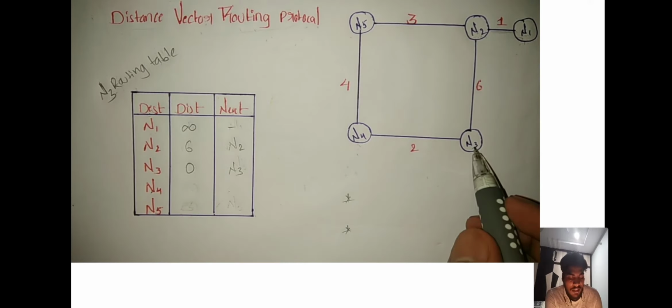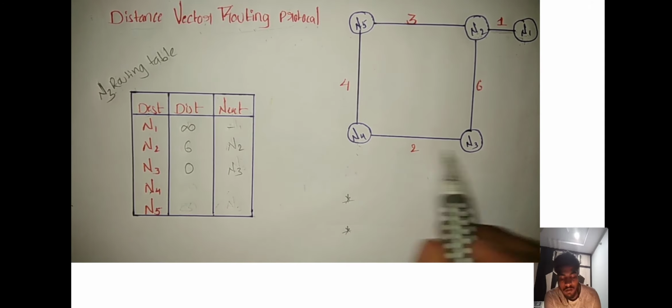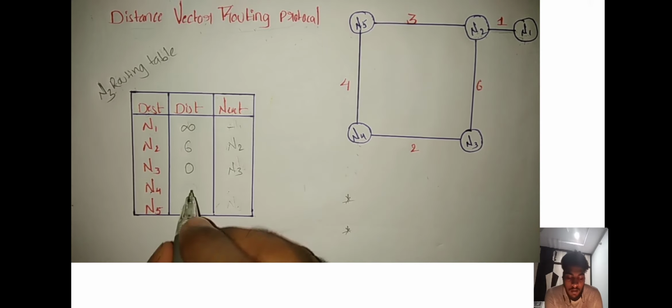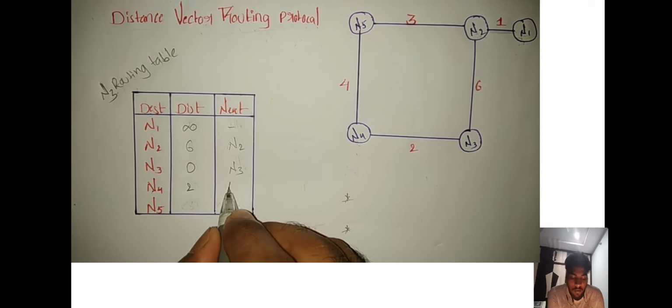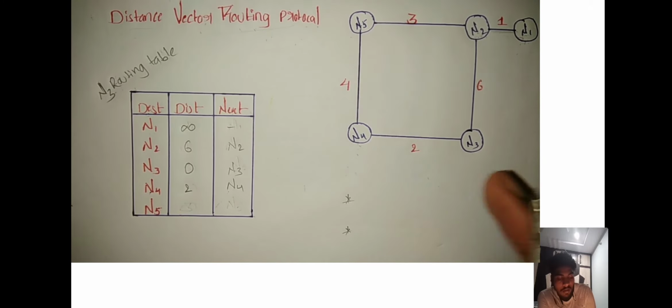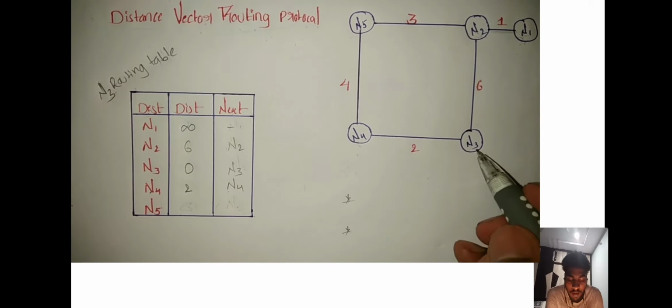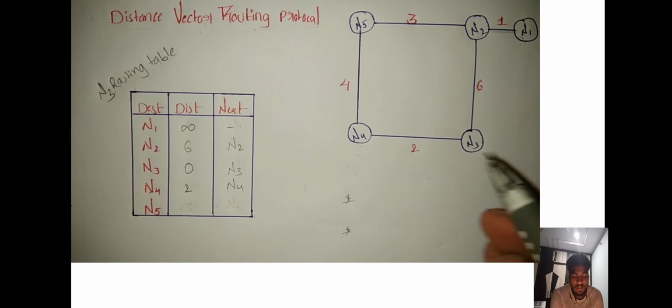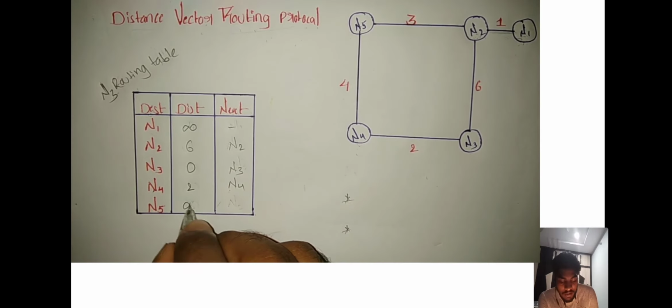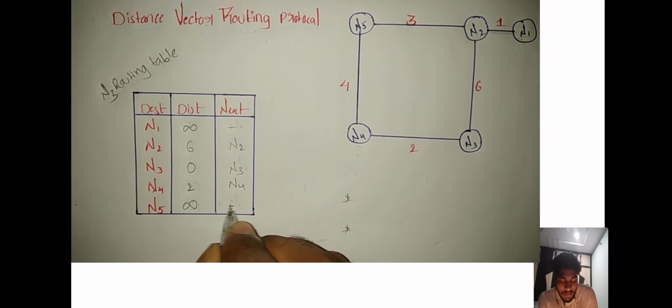Now we have to go to n4 from n3. There is a direct link. That means n4 is neighbor of n3, so we can go. What's the distance? 2. The next node is n4. Now we have to go to n5 from n3. Is there any direct link? No. There is no direct link, so n5 is not the neighbor of n3. So we cannot know about n5. So the distance is infinity. The next node is we don't know.